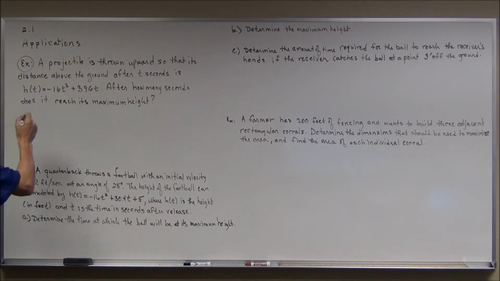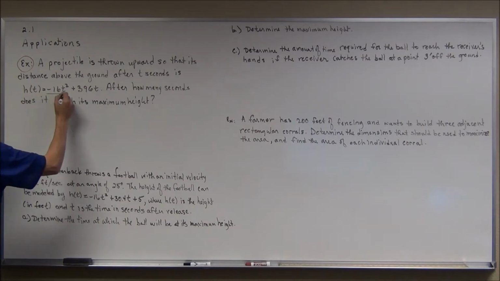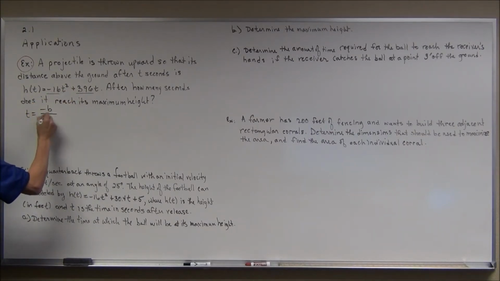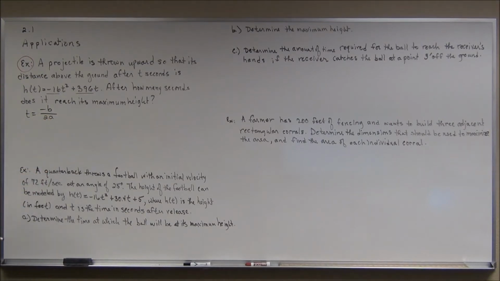Well, now I know why I underlined it, because I need to know what a is and what b is. To find the maximum height I need the vertex, and therefore I'm going to use the vertex formula to find not the x value, because the independent variable is t, the t value. Remember, t is equal to the opposite of b over 2a is the vertex formula, and a is negative 16, which means it opens downward, so the vertex would be a maximum. And in this case, b is 396.